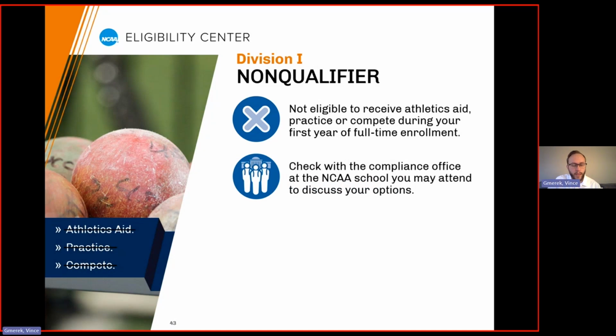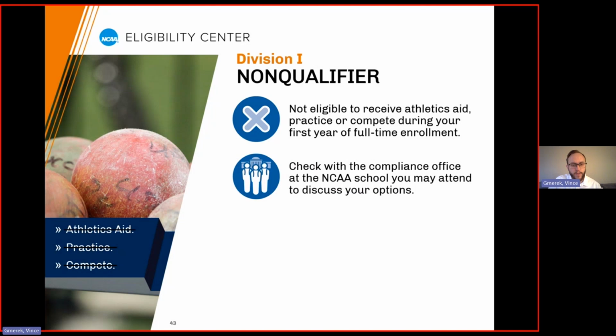All right, and then the last possible certification decision, after qualifier and red shirt, is non-qualifier. Non-qualifiers are students that did not meet our academic initial eligibility requirements. Non-qualifiers are not eligible for athletics aid, practice, or competition for Division I schools. And so obviously the big difference there is that your NCAA school would not be able to offer you an athletic scholarship if you're a non-qualifier. And again, you would not be able to practice or compete with your NCAA school.